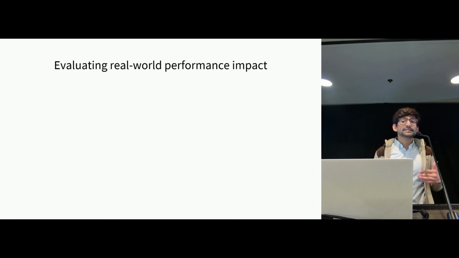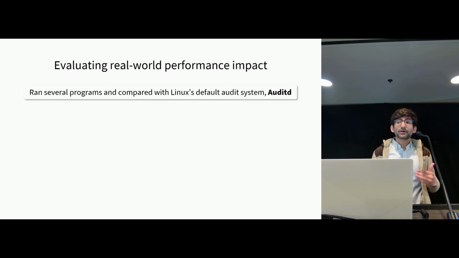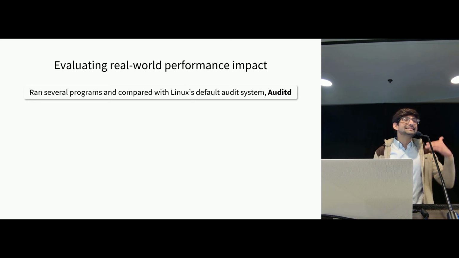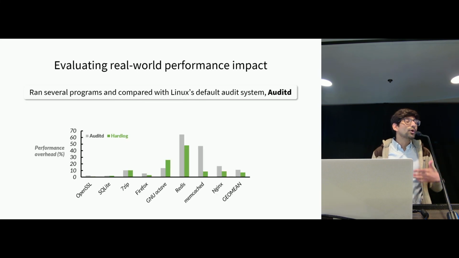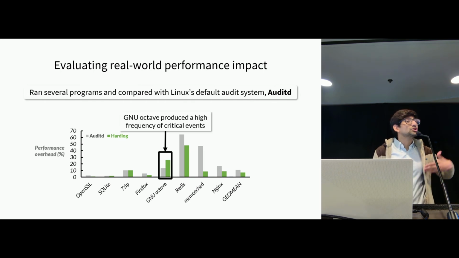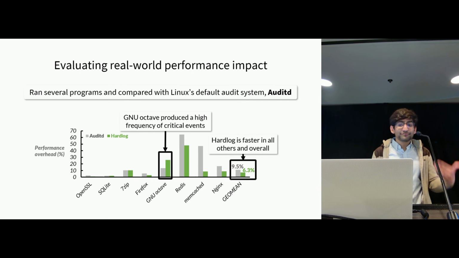HardLog provides these security guarantees while performing exceptionally well in the real world. We ran several real-world programs under standard benchmarks with Linux's default audit system, Audit. And we found that HardLog performed comparable to or better than Audit in most of these programs. The one program where HardLog was slower than Audit was a program that produced a significant number of critical events, but that was also because of the way the benchmark was designed. Nevertheless, HardLog was faster in all other programs and on the whole, and we provide a full explanation of all of these reasons in our paper if you're interested.